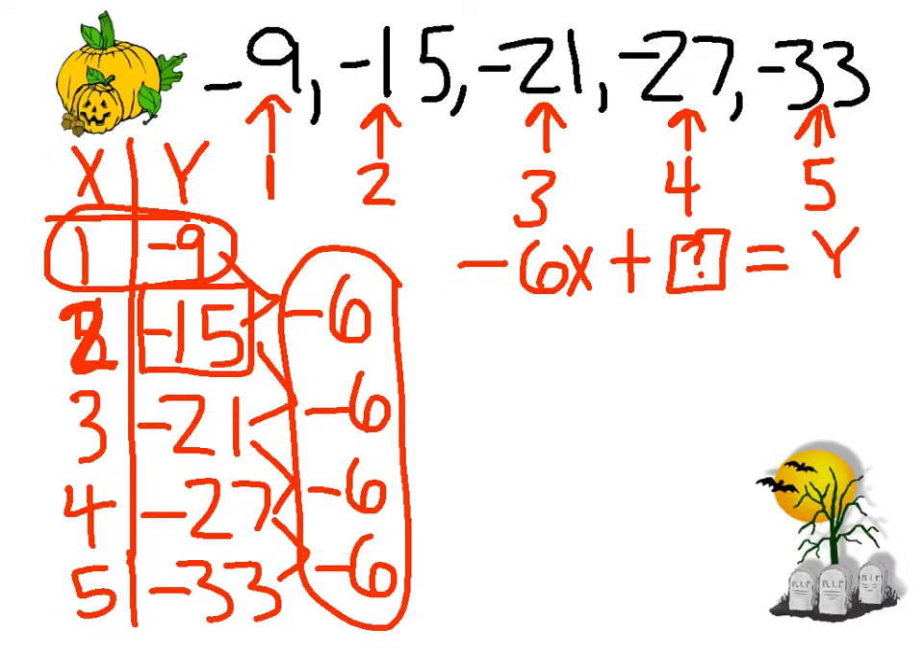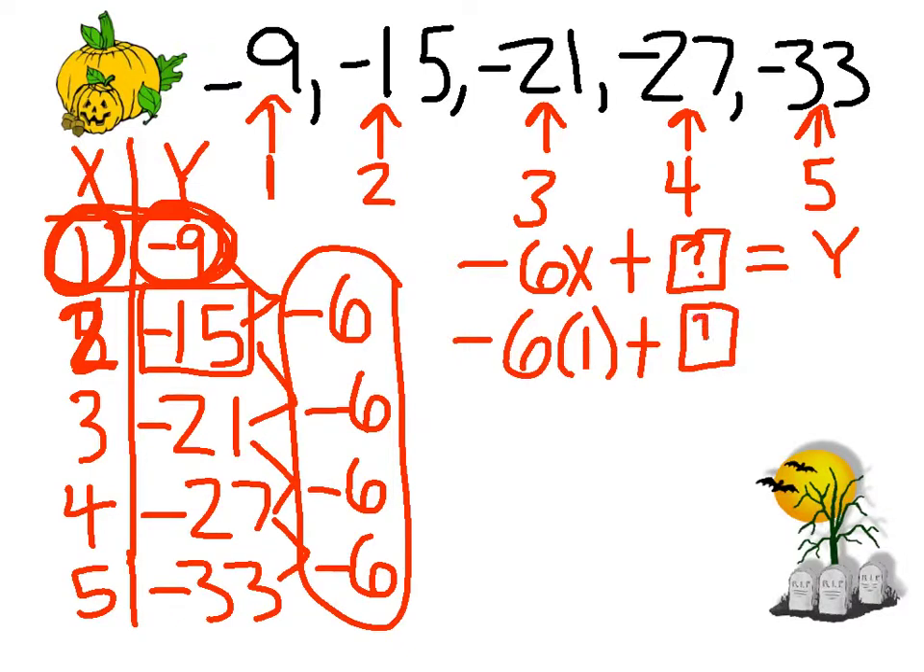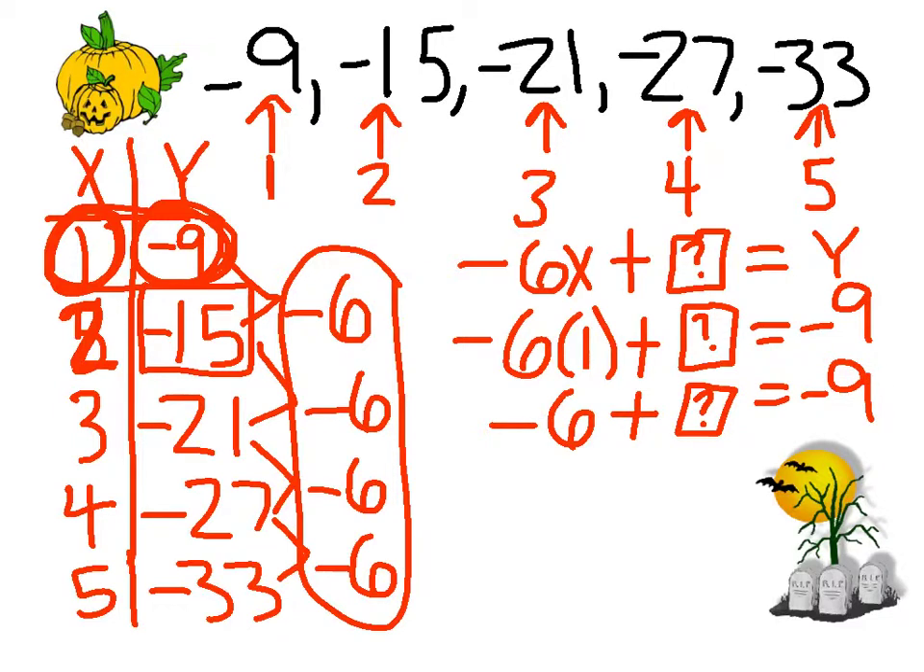We'll plug in the first one, so we plug in 1 for x, and we plug in negative 9 for y, and then we solve it to get our number. So negative 6 times 1 plus whatever number that is equal to negative 9. Negative 6 times 1 is negative 6. Now we just solve our equation. We add 6 to both sides. And negative 9 plus 6 is going to make our number negative 3.